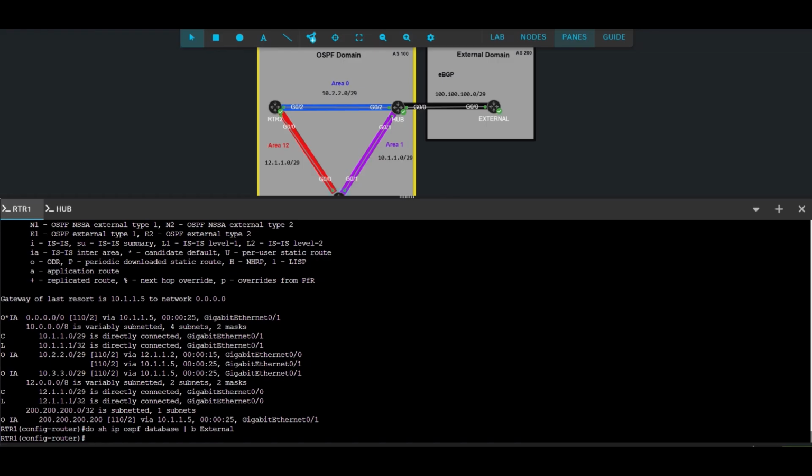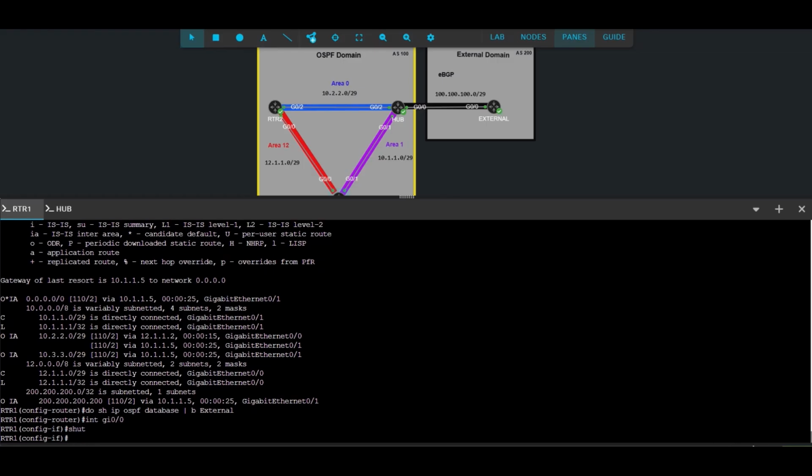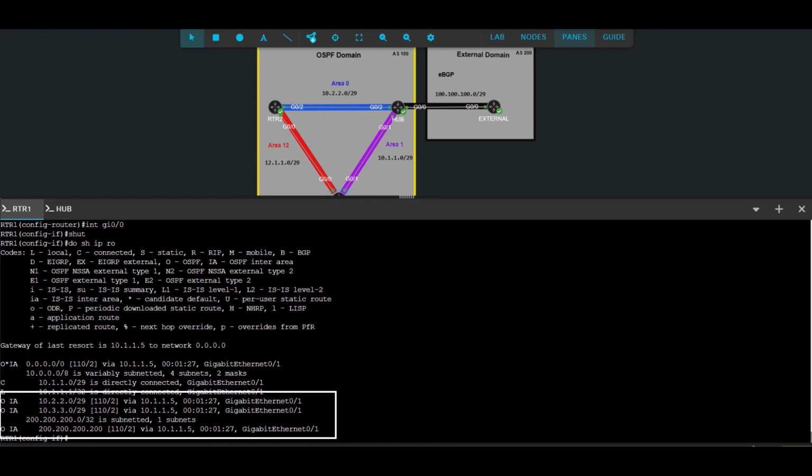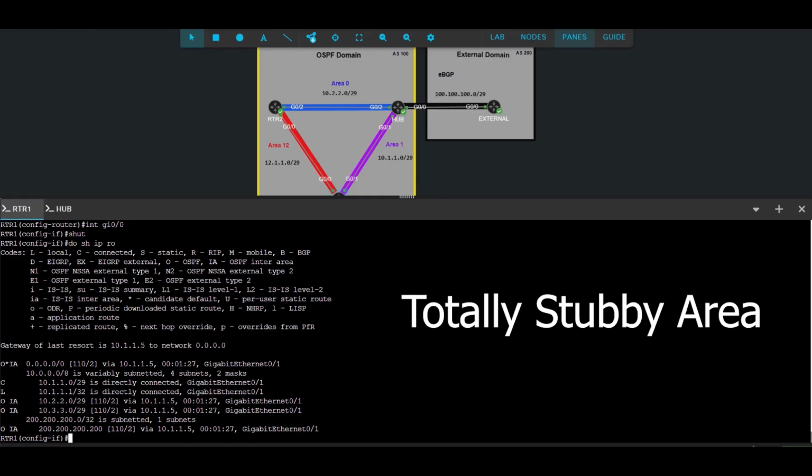But what if there is only one path, just like with the external routes? On Router 1, shut down interface gig 0/0 towards Router 2. Router 1 now only has one path to the inter-area network. A stub area removes visibility of external routes. But if visibility to inter-area is to be removed, you need to configure a totally stubby area.